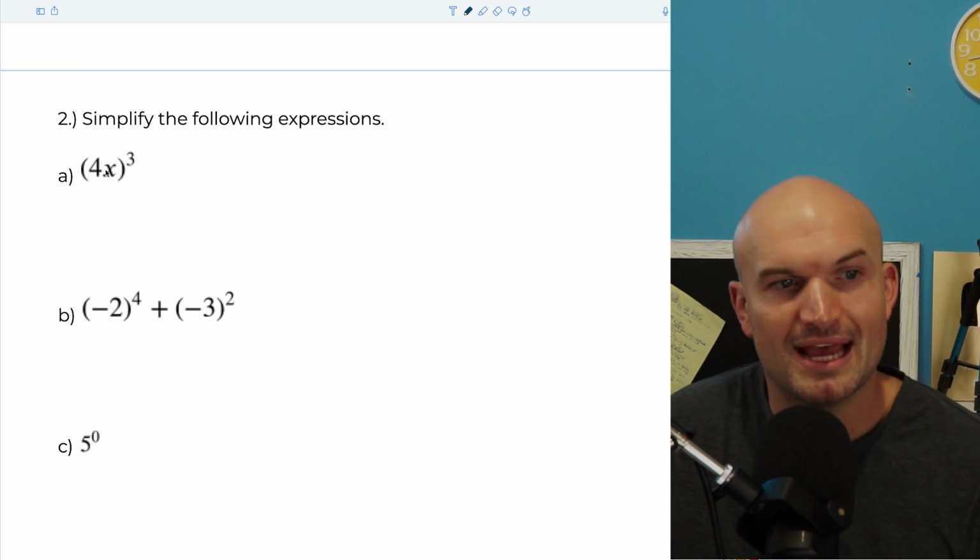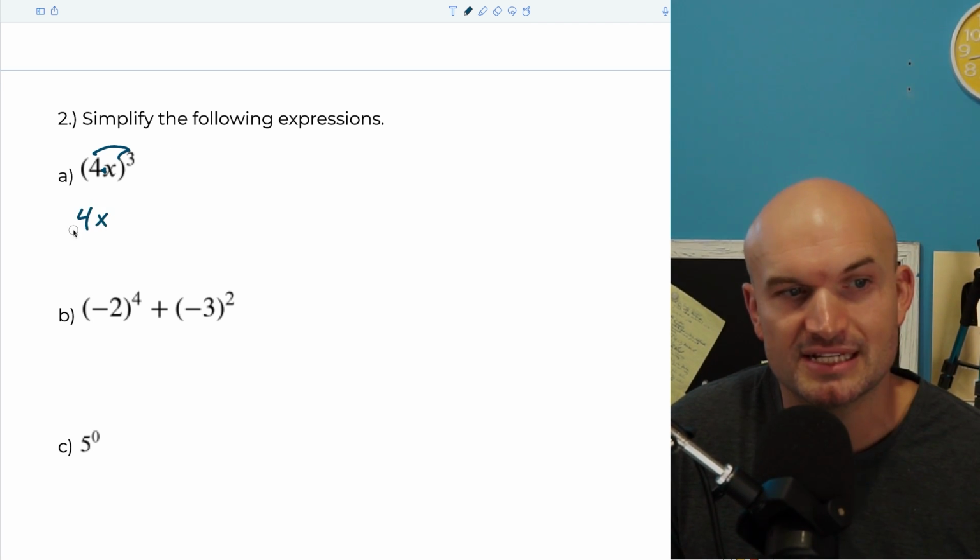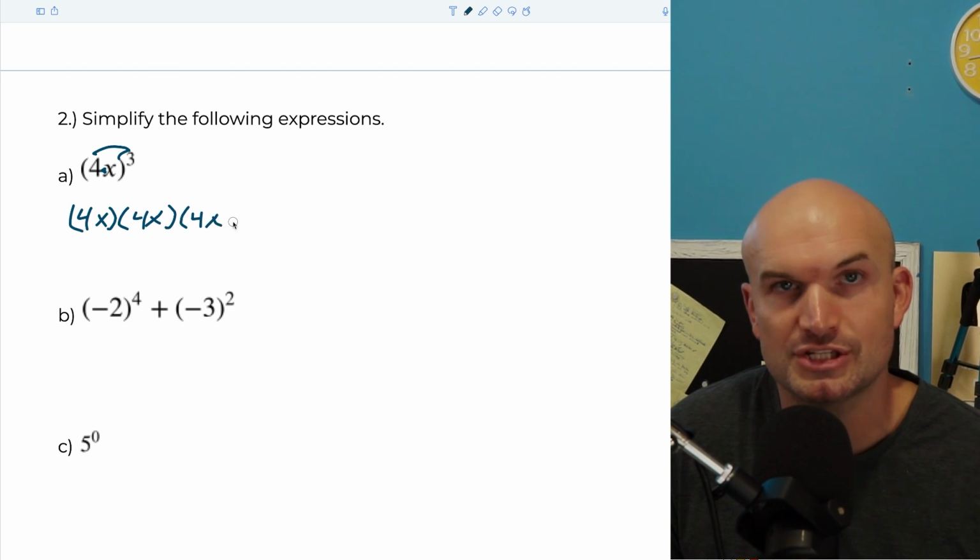So in this example, we have what we call the power to product rule. Basically what that says is whenever you have an expression separated by multiplication, you can distribute that power to both of those terms. Because technically this is 4x times 4x times 4x. That's what 4x cubed represents.